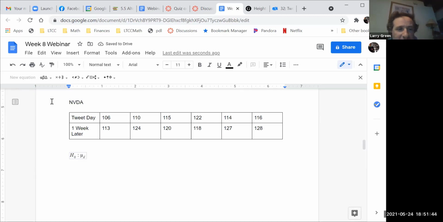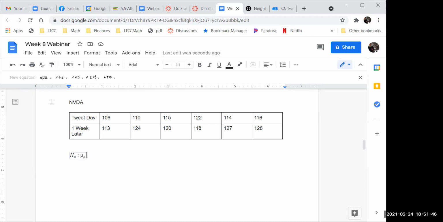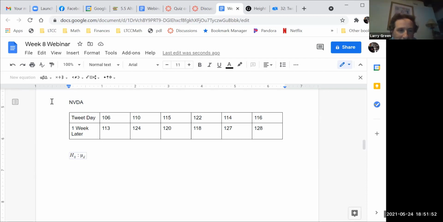Any guess on what D might stand for? The tweet day? Good try. But the hint is this works for any kind of dependent data, not just tweets and not days. D stands for difference. So mu sub D means the mean difference for the data. So mu sub D equals 0 will be the null hypothesis. Because the null hypothesis is, yeah, it doesn't really change. Nothing to do with Trump's tweeting in terms of stock price. And that's the null hypothesis.